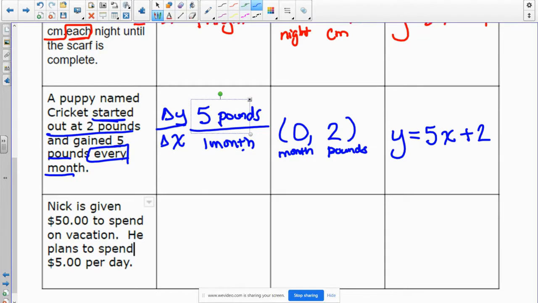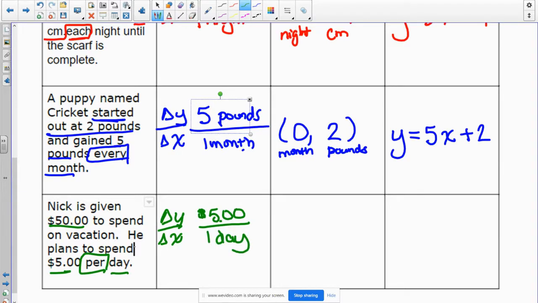And the last one. Nick is given $50 to spend on his vacation. He plans to spend $5 a day, or each day, or per day. So I can hear it. I see the word per. So what's before it? It goes on top. So it's $5. And then on the bottom is a day.